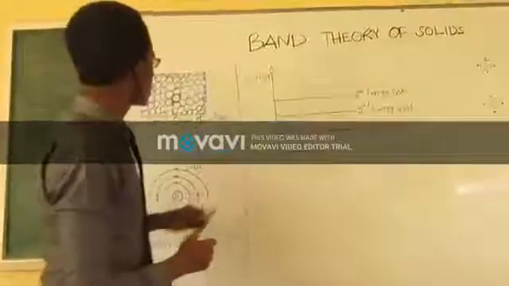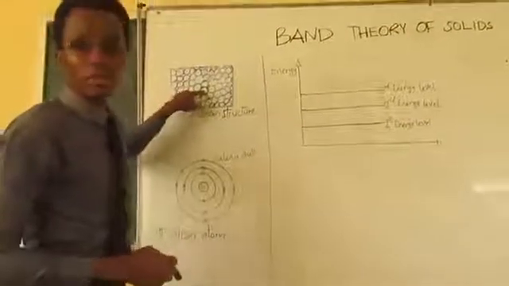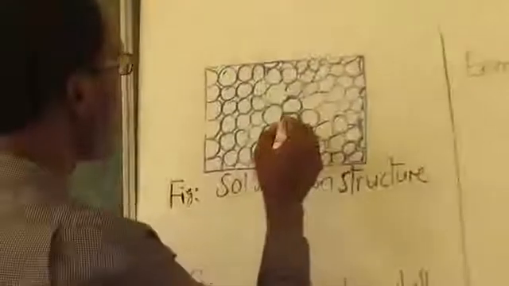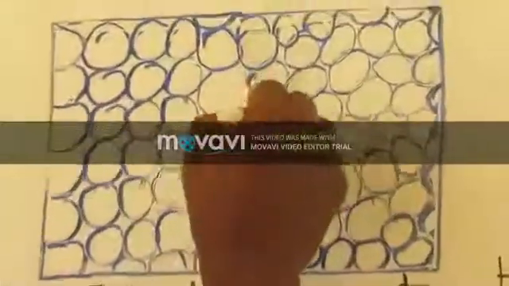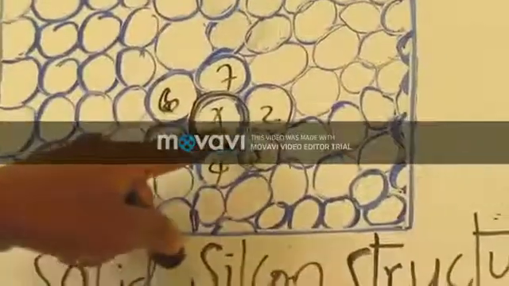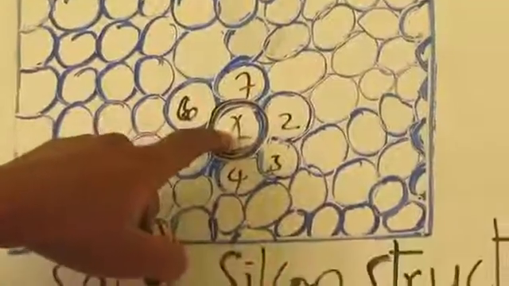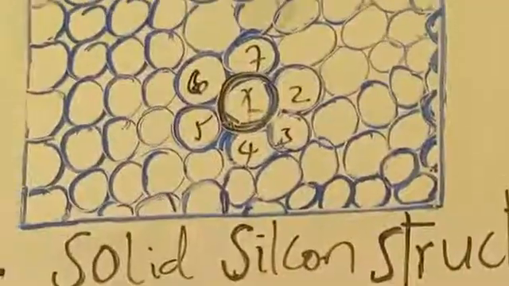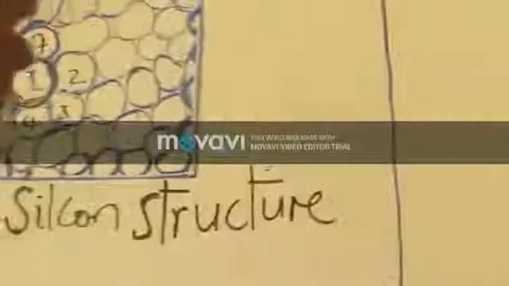It means the energy level of this atom will be influenced by the energy levels of the atoms surrounding it. If this is the first atom, then this is the second, the third, the fourth, the fifth, the sixth, and the seventh. These are the atoms which surround this first atom. It means the energy of the electrons within this atom will be influenced by the energies of the electrons within the surrounding atoms. So the energy may be either lower than this or higher than this.